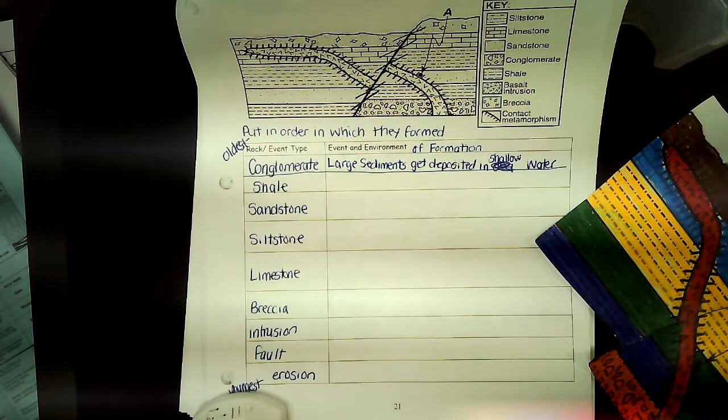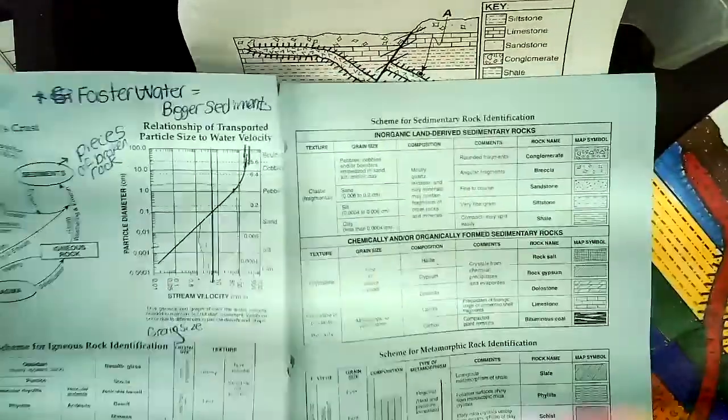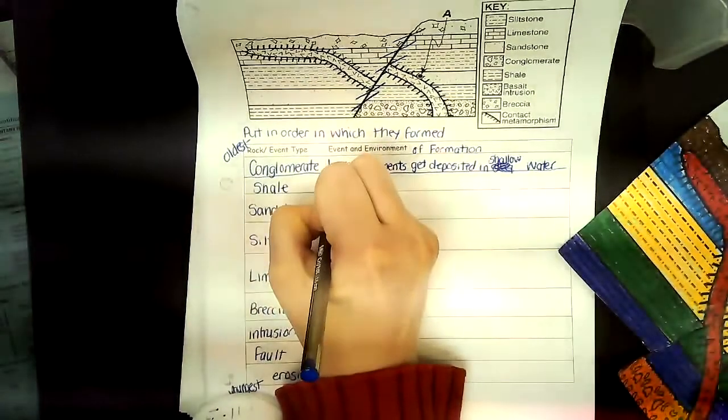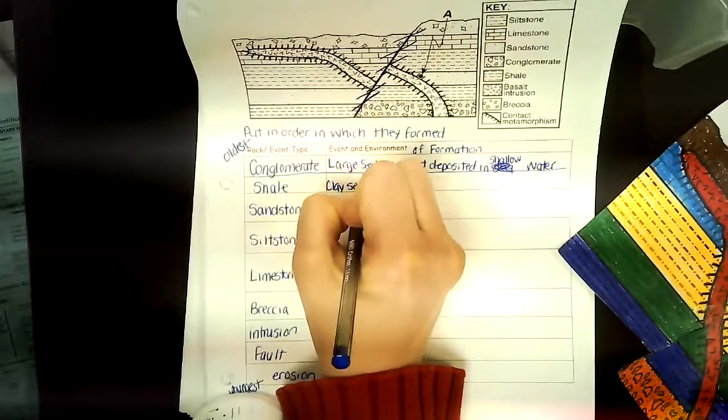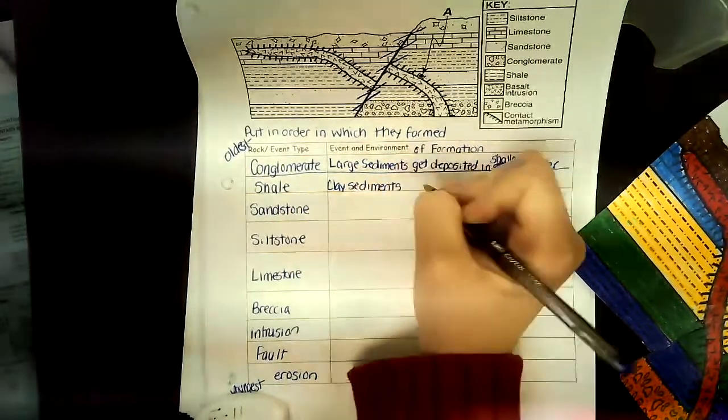So this is all the info we're going to need for almost all of these. So let's do the same thing for shale. Search your reference table until you find shale. Still a sedimentary rock. So it's still when sediments get deposited, buried, compacted together. Specifically, what kind of sediment is shale? Clay. Right. So shale is clay-sized sediment. So instead of just saying large sediment, we're going to say clay-sized sediments.